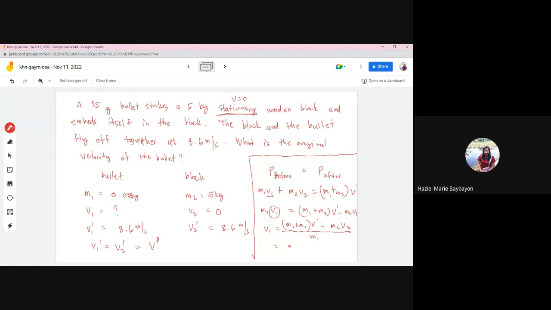Okay, so then we substitute our M1 and M2. M1 is 0.035 kilogram plus M2 is 5, multiplied by V prime, which is 8.6, minus M2, which is 5, multiplied by V2, which is 0, divided by M1, which is 0.035. Okay, so let us evaluate this one.